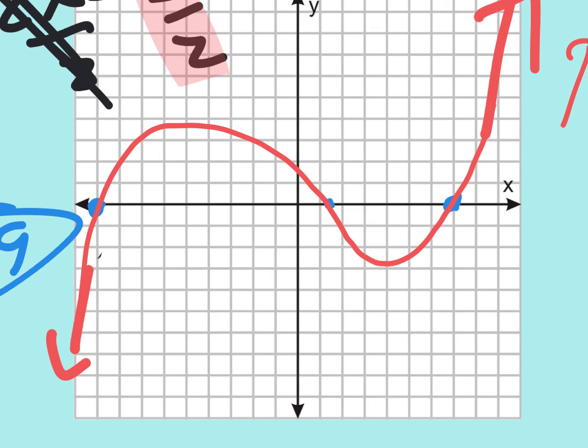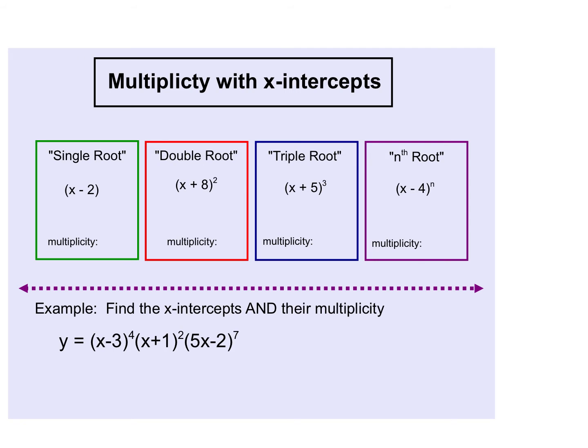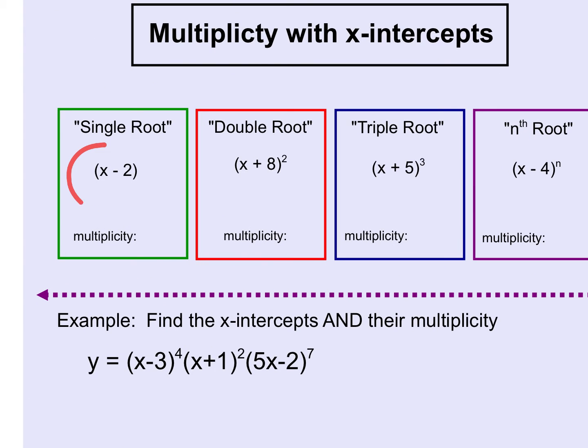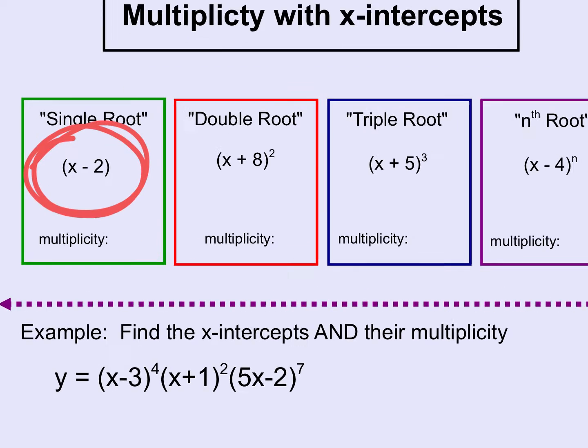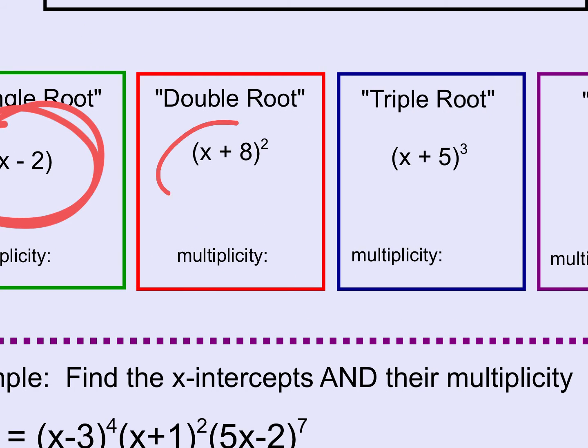Some of you might have noticed this just got harder. Last couple days have been pretty easy. See if you can hang with this. Whenever you see this, you just have a single root. This, do you see why the word double comes in? It's because of this. And you see why the word triple comes in? It's because of that. So I'm going to show you what those look like.